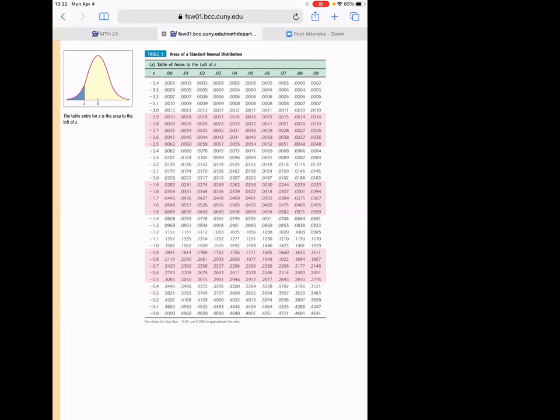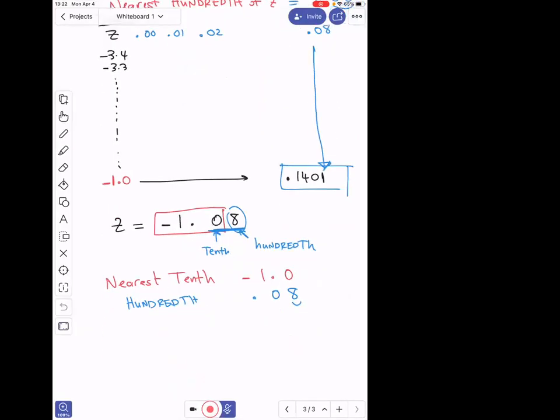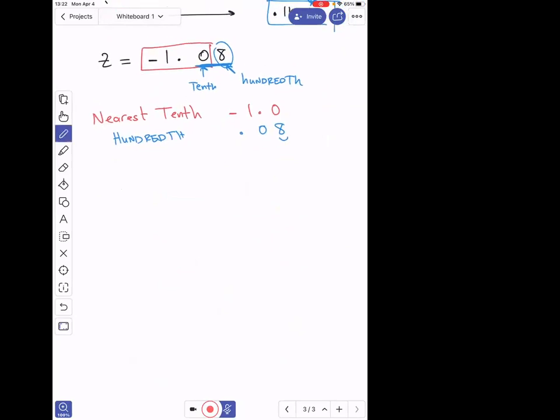All right, so let's have a couple of exercises. The whole thing here, guys, what you need to know is how to use this table. We're going to have three different cases.